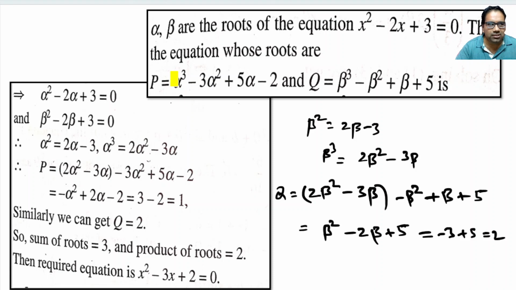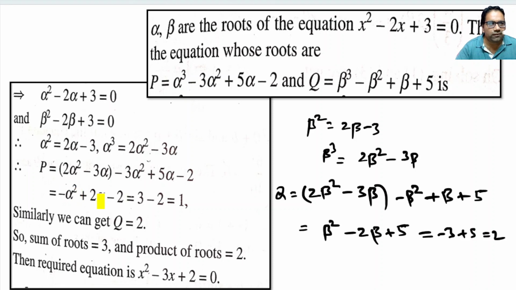Now this p we know. P is given. In this p, alpha cube is extra. We have just derived alpha cube in terms of alpha square and alpha. Let's substitute this alpha cube here. Then p becomes 2 alpha square minus 3 alpha minus 3 alpha square plus 5 alpha minus 2. This simplifies to 2 alpha square minus 3 alpha square is minus alpha square, minus 3 alpha plus 5 alpha is 2 alpha, minus 2.